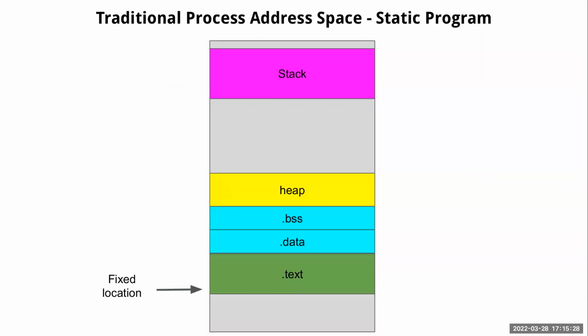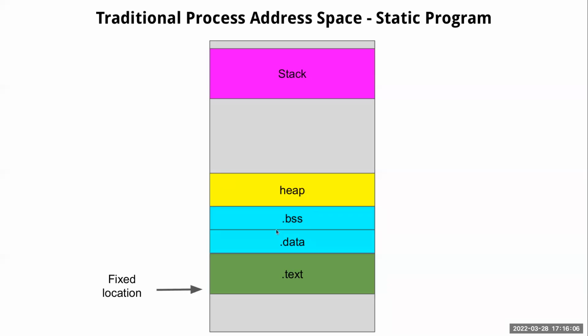So for the traditional static program, when a process is created, the kernel will bring the code section .text from the executable file to a fixed location in the virtual address space. And accordingly, some data, BSS, they will be in some fixed location. Even the stack usually starts at a fixed location. So all those locations are fixed. That is a traditional address space.